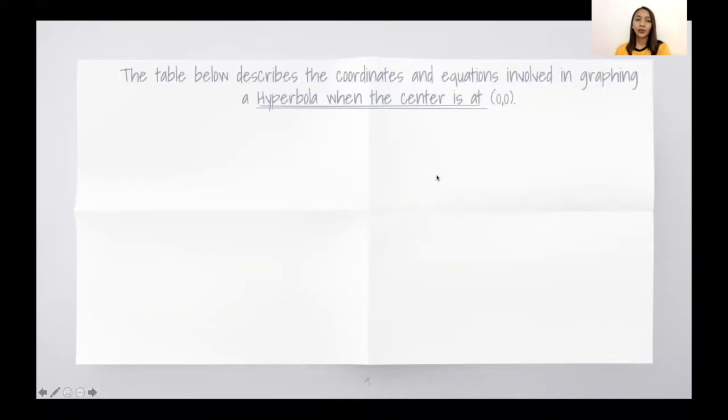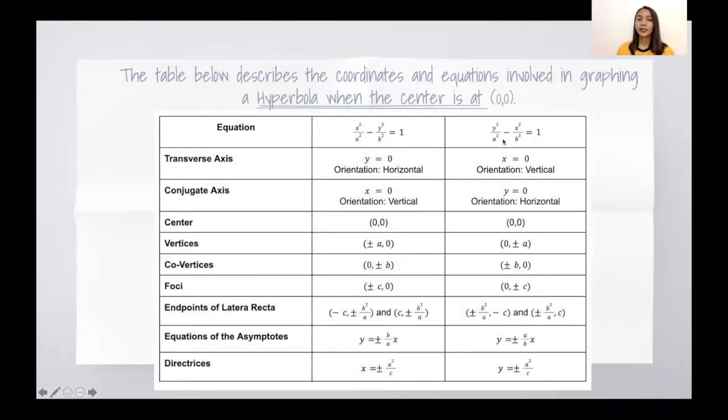Next. So the table below describes the coordinates and equations involved in graphing a hyperbola when the center is at (0, 0). So here's the table that describes how you are going to find the coordinates and equations of a hyperbola if the center is at the origin. Okay, so here's the standard form of the equation of a hyperbola, and it is a horizontal transverse axis. So we have x squared all over a squared minus y squared all over b squared is equal to 1.